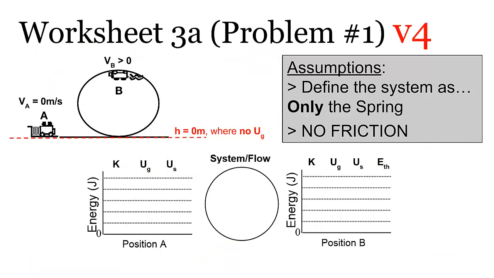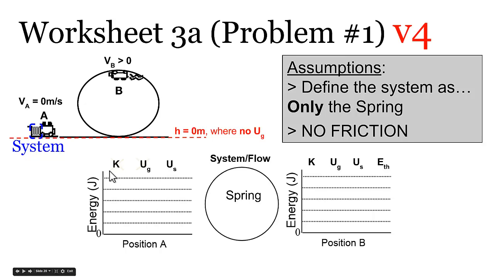For the last example, we're just going to define our system as only including the spring. So we're just going to circle the spring and only include energy before or after if the spring stores it. So the spring is our system, so let's write the word spring in our circle.